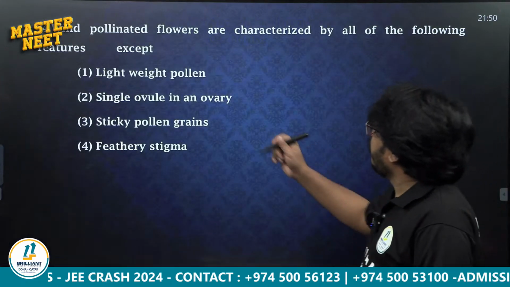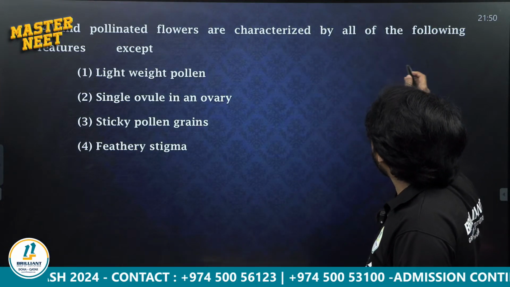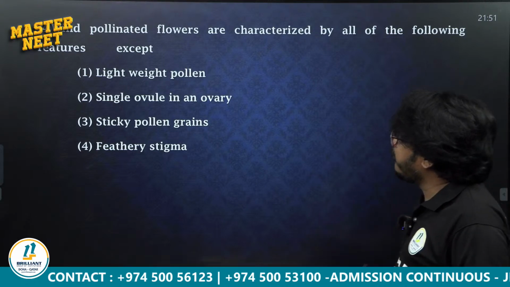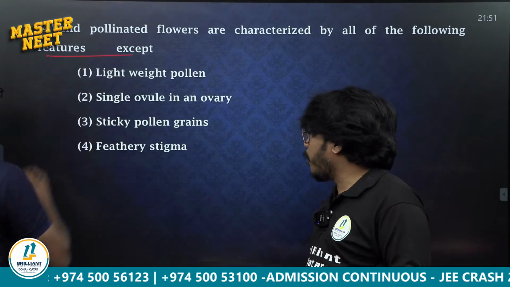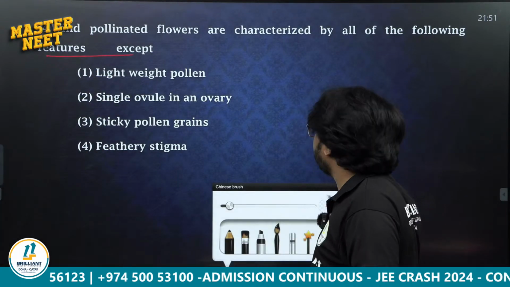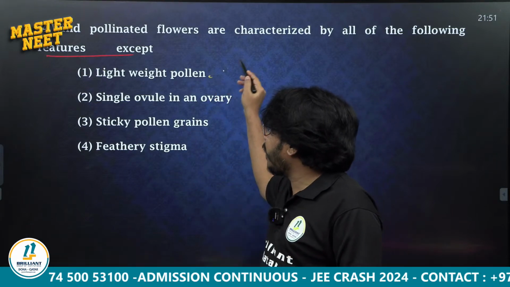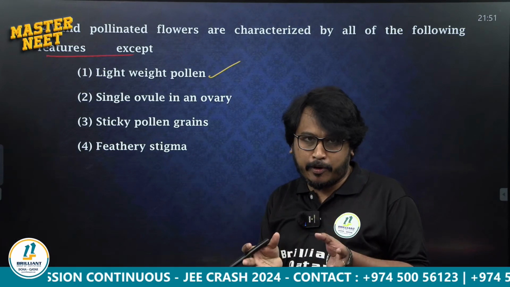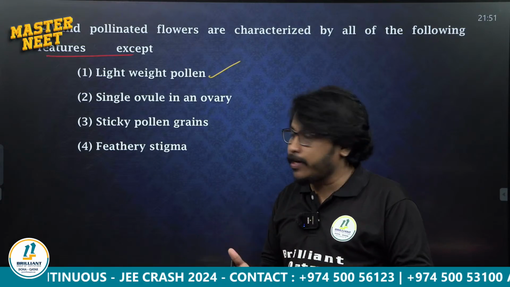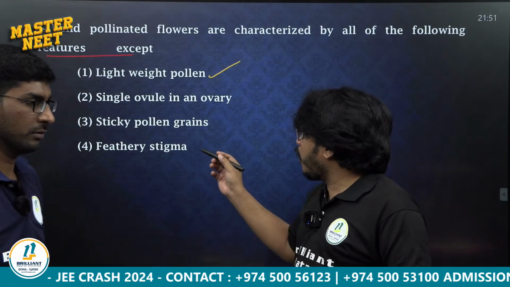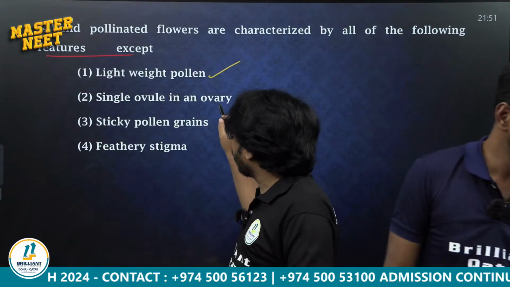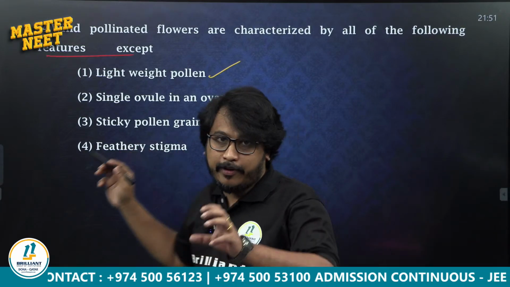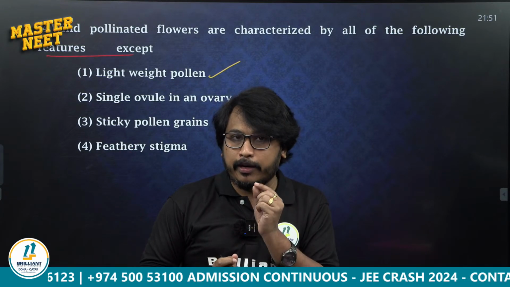Next question. Wind pollinated flowers are characterized by all of the following features except. So if you are taking wind pollinated flowers, you should understand they will have lightweight pollen and they will release the pollen in enormous amounts, so that the success rate will increase. Second, a single ovule can be present in an ovary. If it is an inflorescence, you can see in every ovary only one ovule will be present.